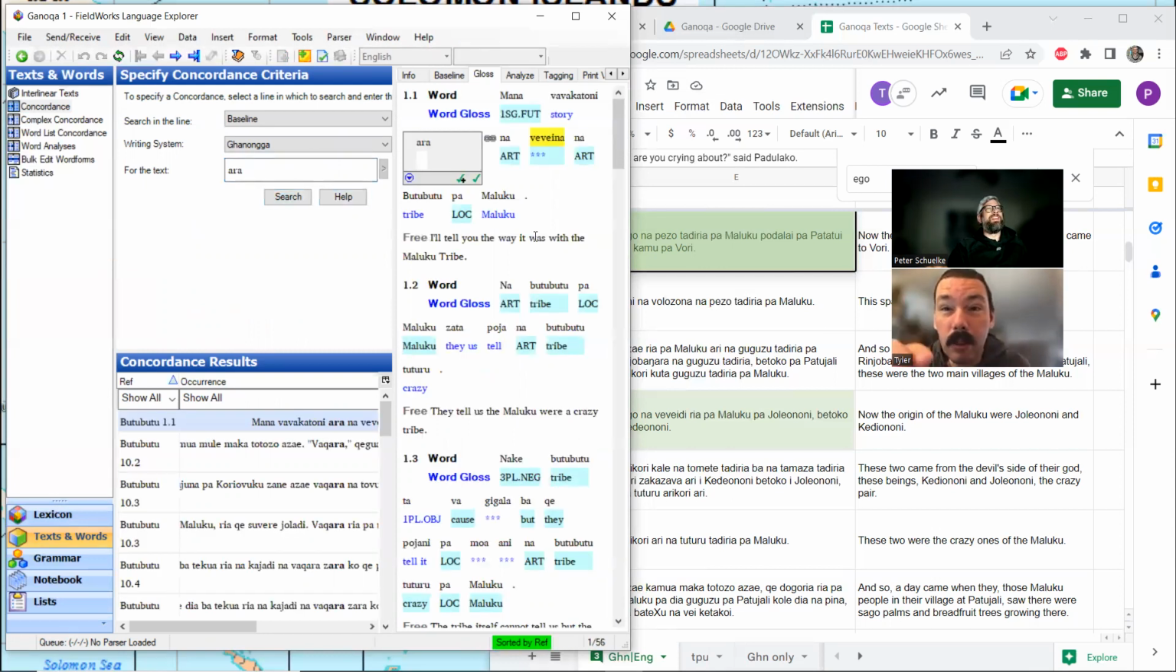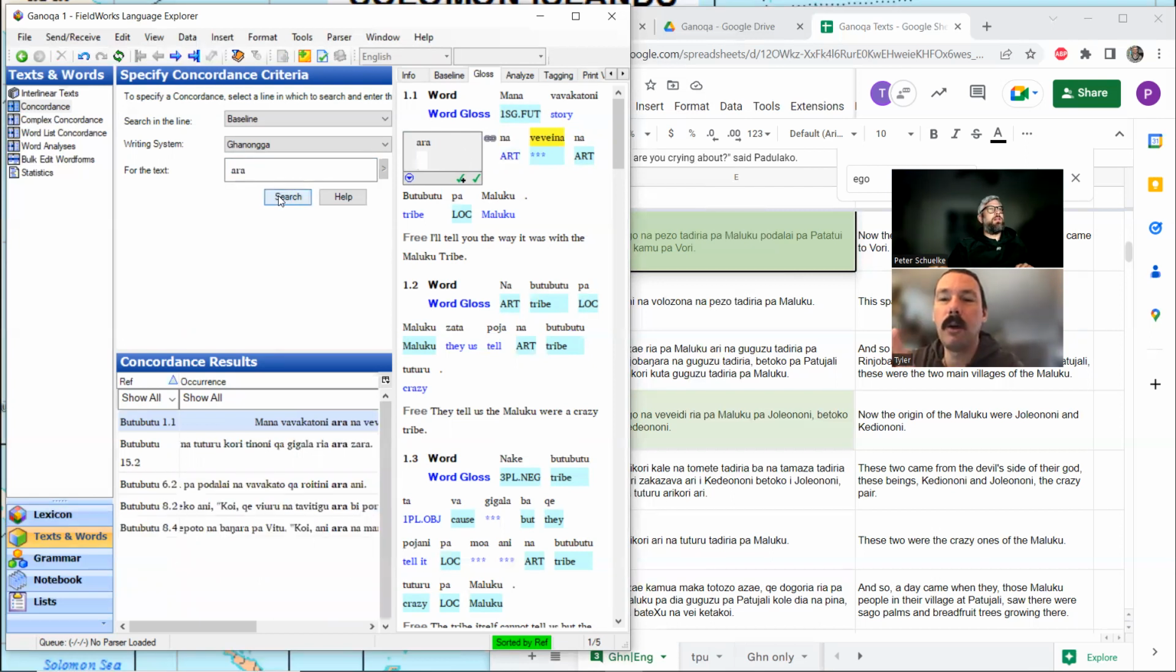So that concordance results, we get quite a lot. I'll tell you the way it is with the Maluku tribe. So there we have one. Story. One ara only. Right, so it's not giving us that option. I wonder, that doesn't make any difference. How about a space, like you did before? Oh, I need a space before and after to get what we want. Hold off on after for a moment, because I don't know how it'll treat punctuation.